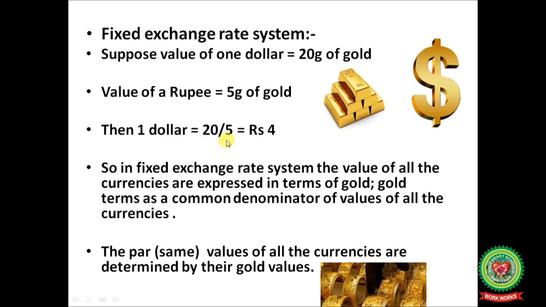Now $1 is worth rupees 4. So in the fixed exchange rate system, the values of all the currencies are expressed in terms of gold. Gold serves as the common denominator of the values of all the currencies. The par means same. The values of all the currencies are determined by their gold values.